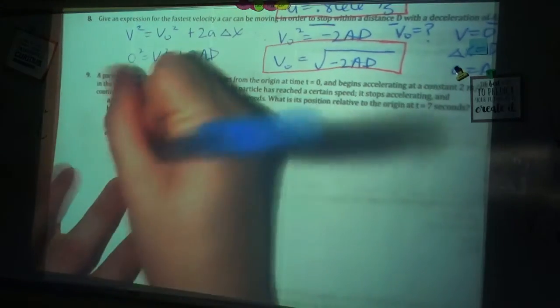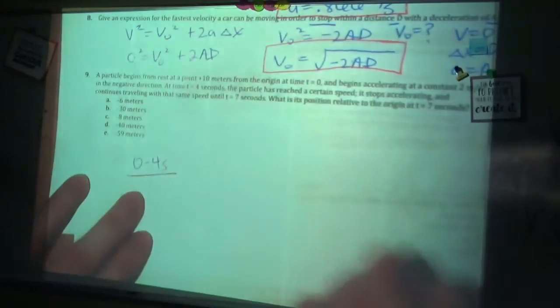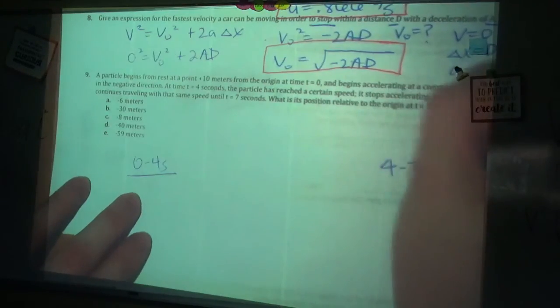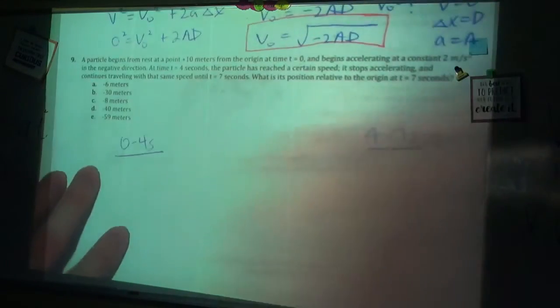So I'm going to break it up from 0 to 4 seconds where it's accelerating, and then 4 to 7 when it's at a constant velocity. From 0 to 4, the x naught, or your initial position, is 10. The initial velocity is at rest, so 0. Your acceleration is -2, and the time is obviously 4 seconds. And I'm looking for the position after that.